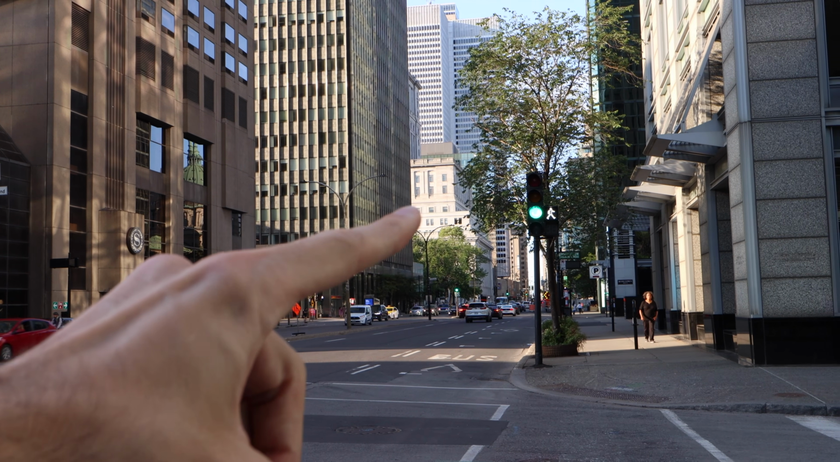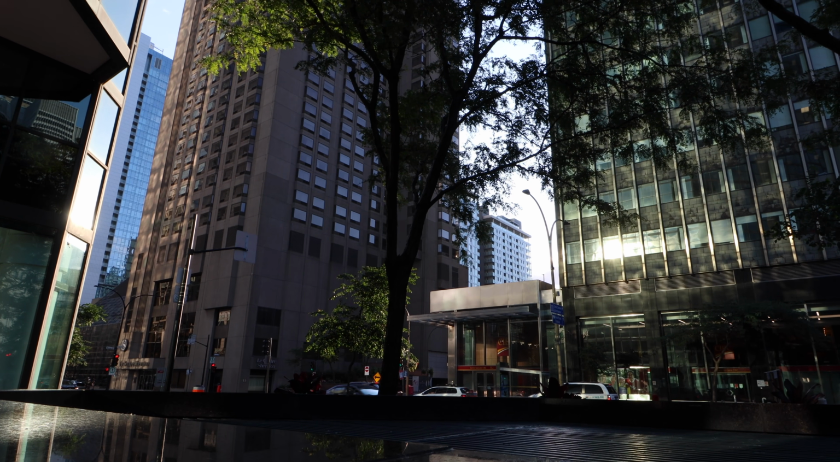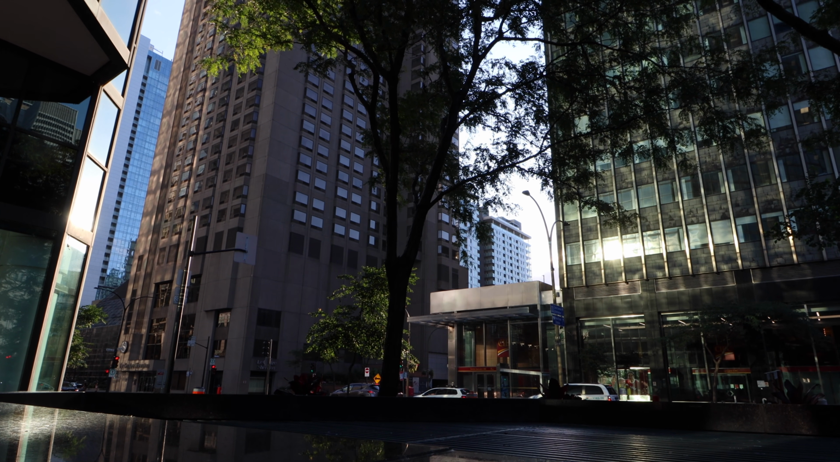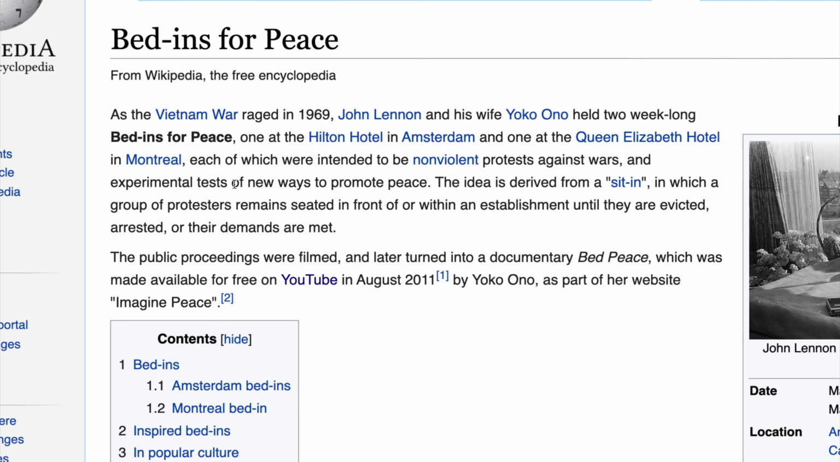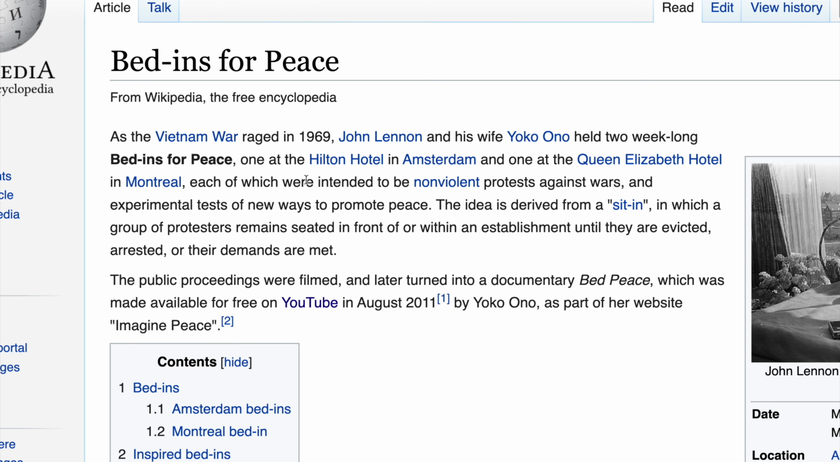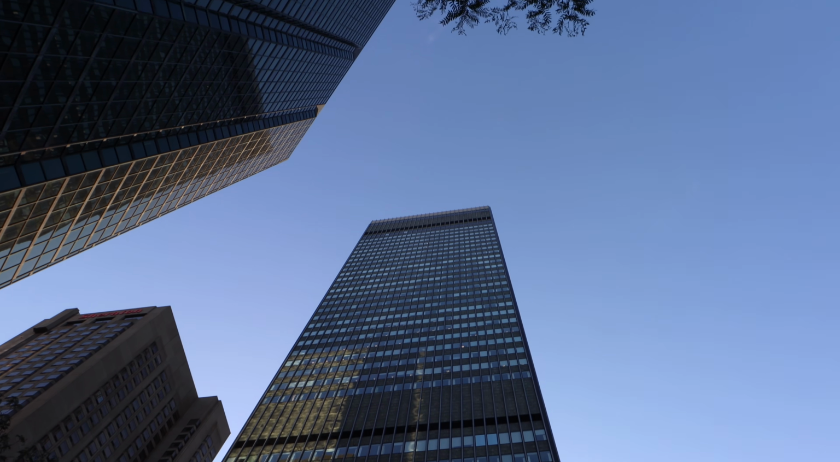Can you see it? I think it's called the Sun Life Building, right past Dorchester Square. Maybe a block from here is also the famous Queen Elizabeth Hotel, where John Lennon, back in the 60s, and his wife, Yoko Ono, did their famous sleep-in. I think it was called Sleep for Peace. Basically, if you don't know, they stayed in a bed for a long time. They did whatever couples do when they're stuck in bed. And they were trying to save the world, bring peace. Yeah, so that happened.